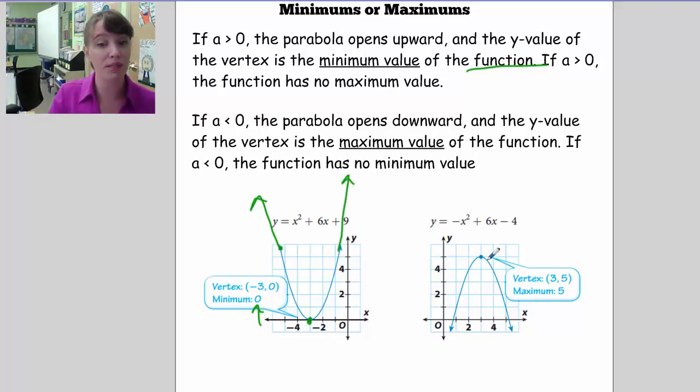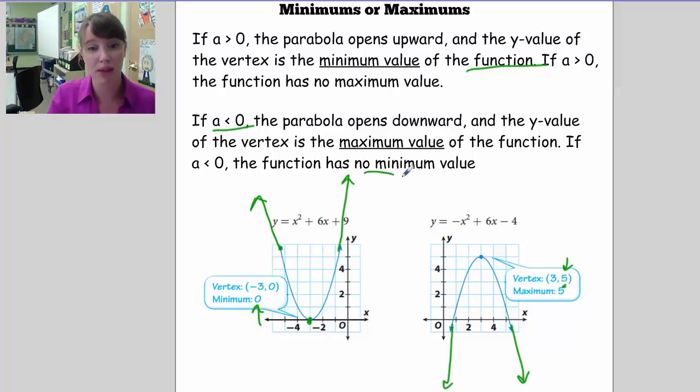If the parabola opens downward like this, if a is less than 0, then the y value of the vertex represents a maximum value for the function, meaning that is the highest number that the function gets to. This is the highest y value that the function gets to. So this is called a maximum value. And if it's opening downward, there's no minimum value because both branches go off to negative infinity, and at the same rate. They both go to very, very small values of y.